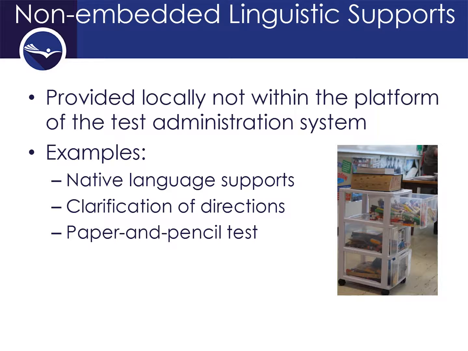Non-embedded linguistic supports are provided locally and are not available as part of the test platform. These include native language supports, such as a word-to-word bilingual dictionary, a bilingual word list, and translations. Also included are supports such as clarification of directions and paper and pencil test forms. There are detailed descriptions of all available non-embedded linguistic supports and recommendations for use in the Accessibility Manual. Keep in mind, supports can be test-specific. For example, native language translation of content and test items are allowed for math and science only.